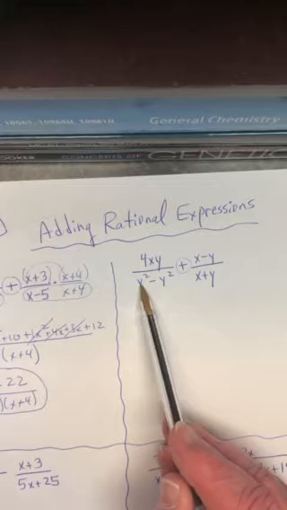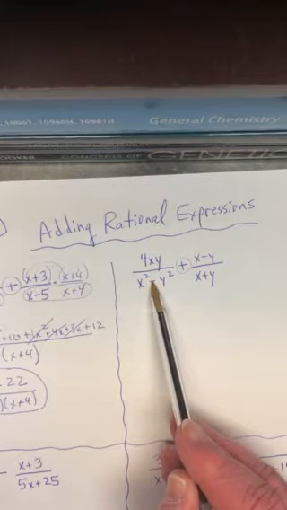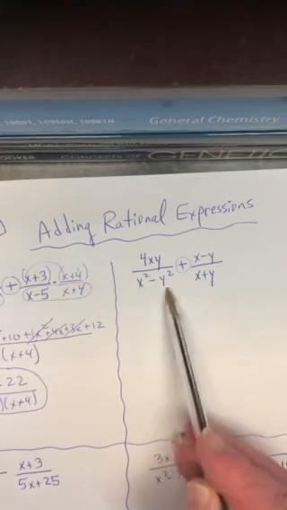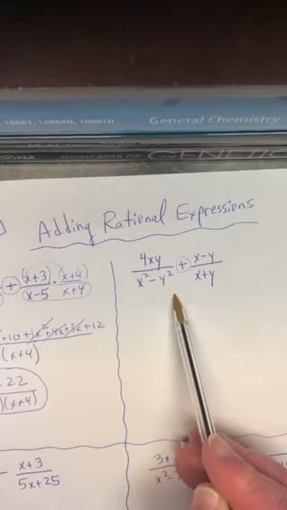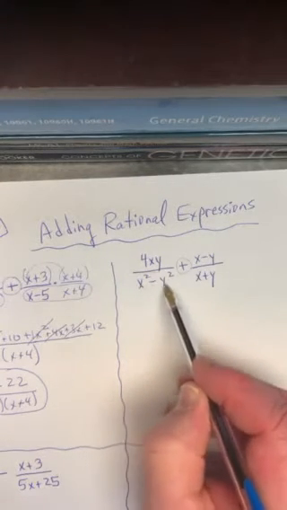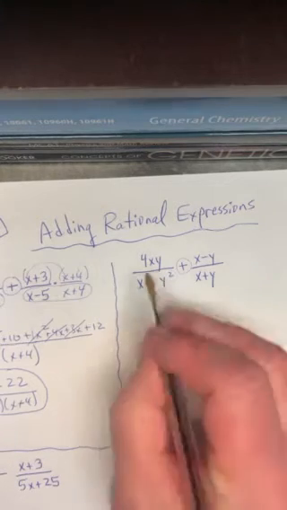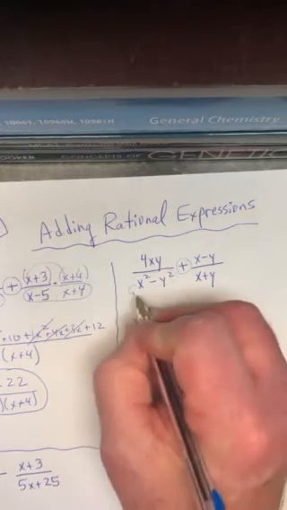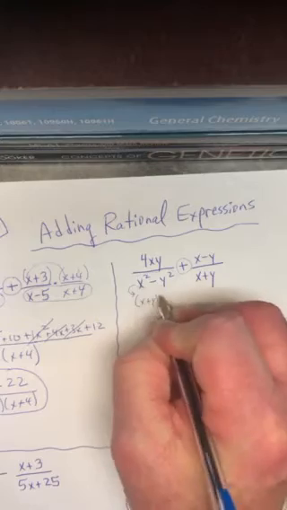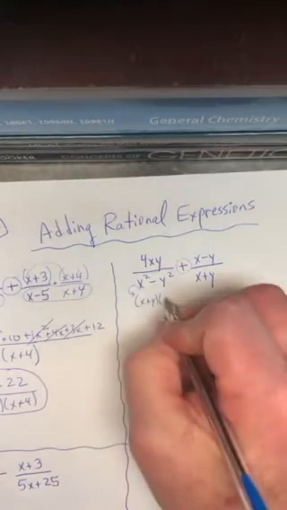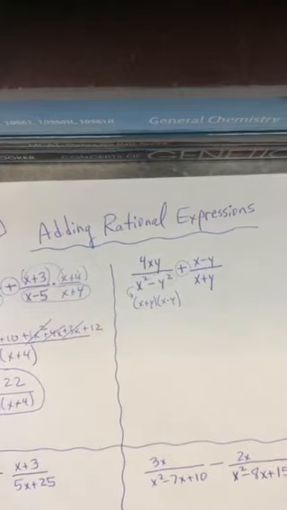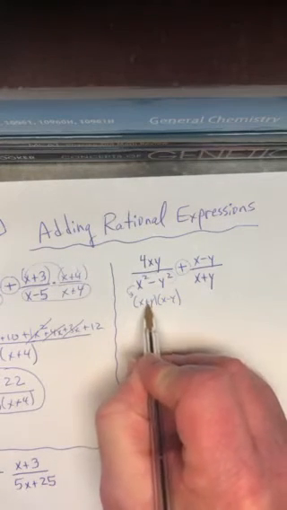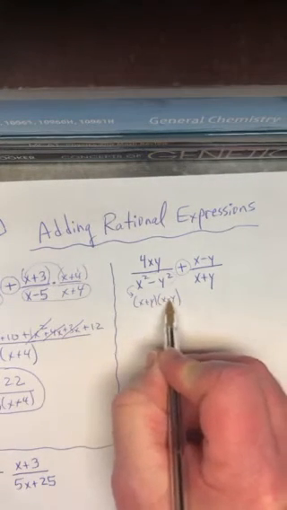If that would have said x squared minus, let's say, 9, wouldn't you have written it as x plus 3 times x minus 3? So this denominator here, since it is a difference of two squares, I'm going to change it into x plus y times x minus y. I factored it. Does everybody agree that that's x plus y times x minus y?